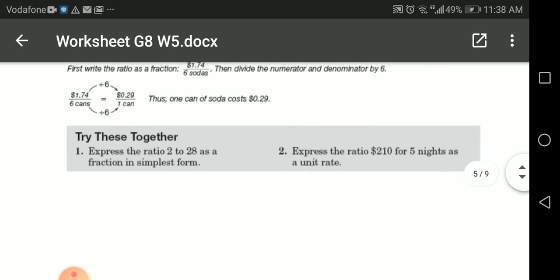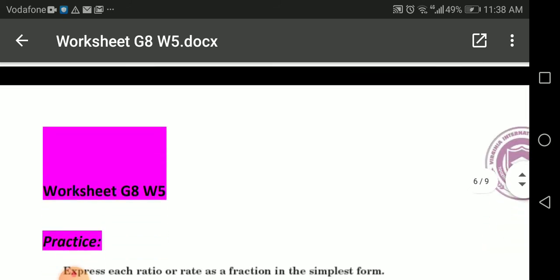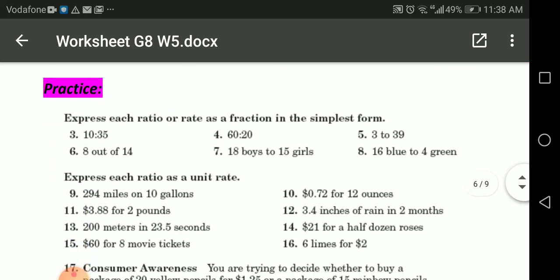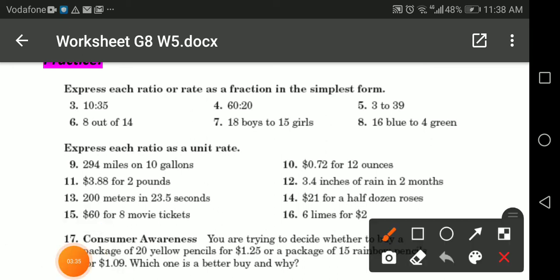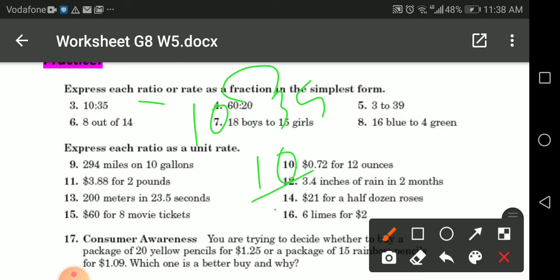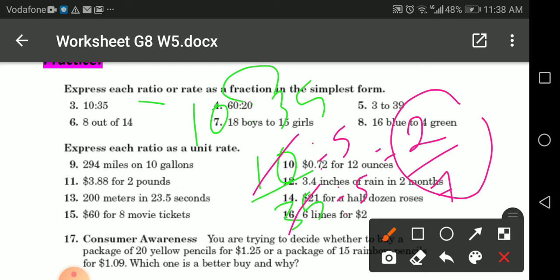Okay, guys? So let's see another one. Express each ratio or rate as a fraction in the simplest form. We have 10 to 35. He asks me to express it as a fraction, so it's 10 over 35. Leave it like this, or we can simplify? Yeah, we have to simplify. Simplify means divide. Both can be divided by 5. So 10 divided by 5 is 2, and 35 divided by 5 is 7. Do we have any common divisor here? No. So this is the simplest form.